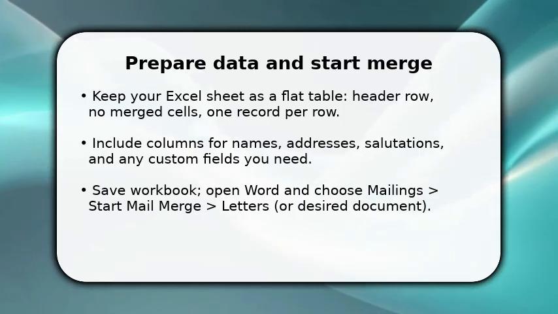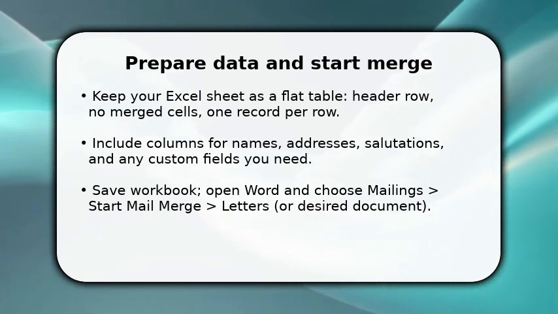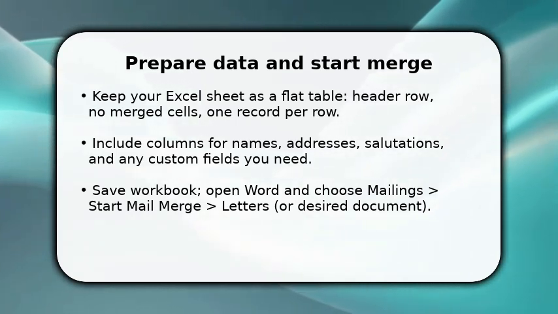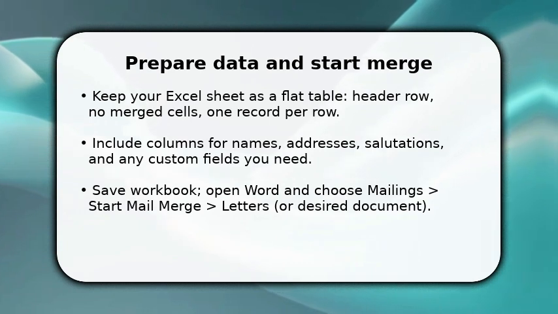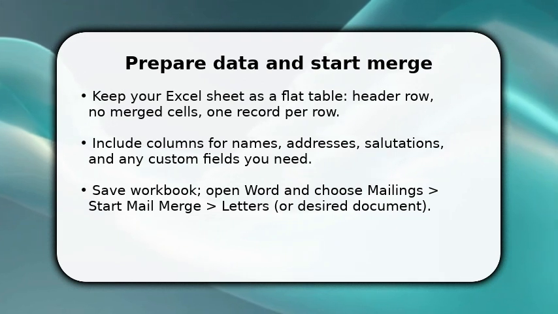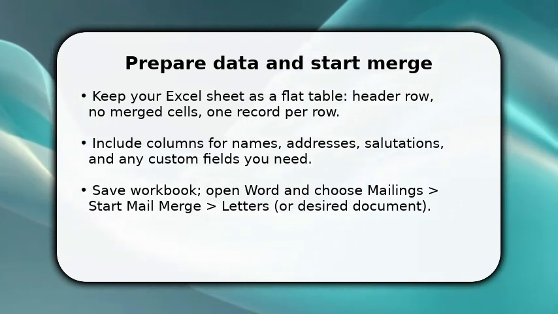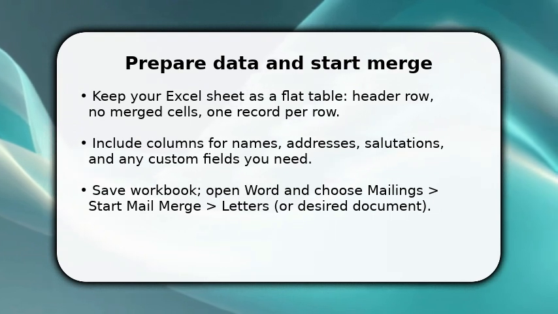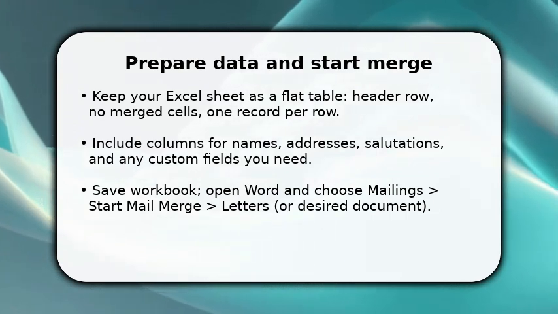You already have the table ready, so open Word and choose Mailings, Start Mail Merge, Letters to begin. Once done, click Select Recipients, use an existing list and point to your Excel file. Make sure you select the correct sheet and check the header option. You're initiating the connection between Word and Excel, which lets you insert fields.